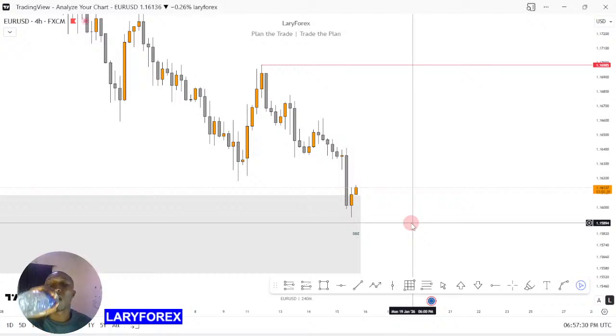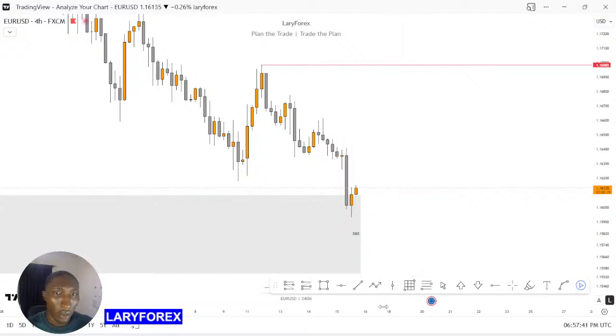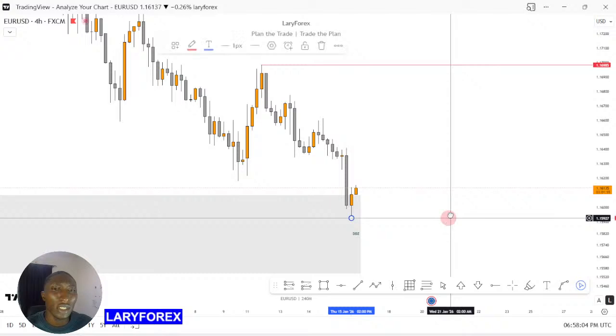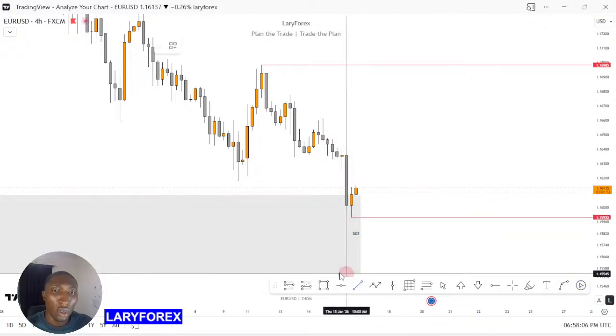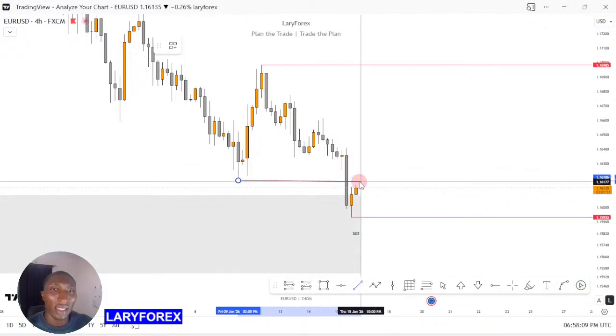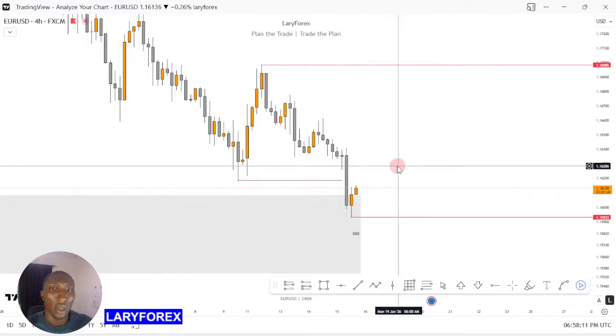So we trade with the current trend. Now what is the current trend? The current trend is bearish. Okay, here is how I use this too. Since we have gotten the swing high and swing low, because this is where we have our last break of structure. Are you following?